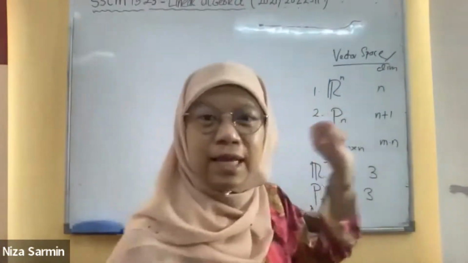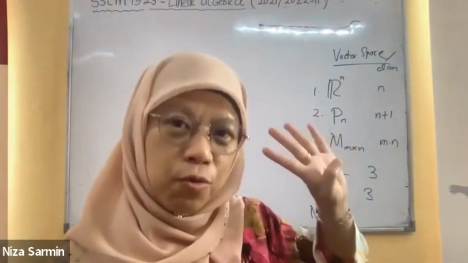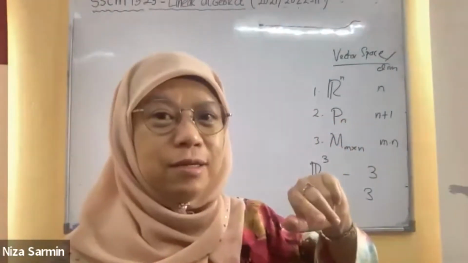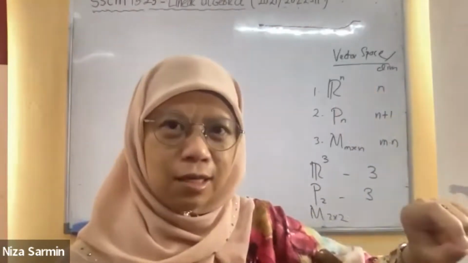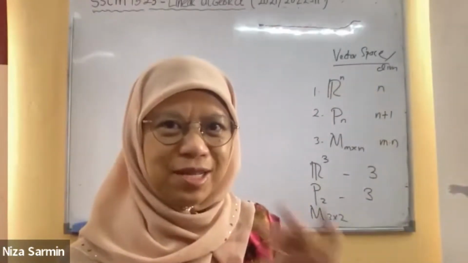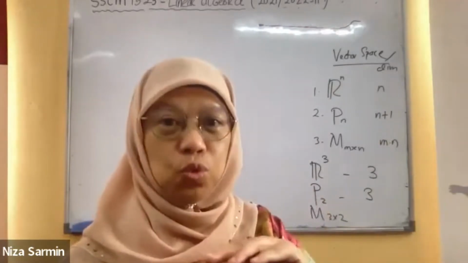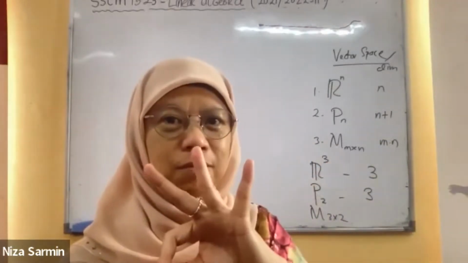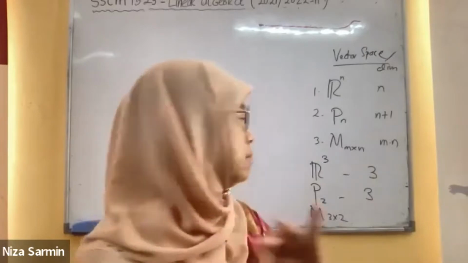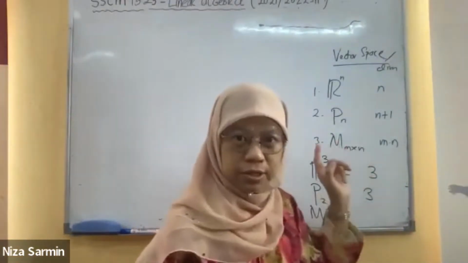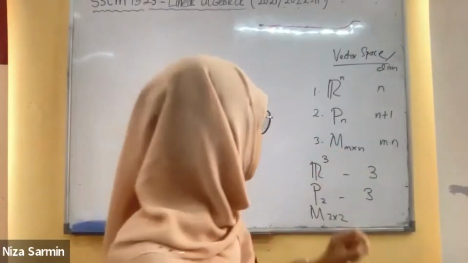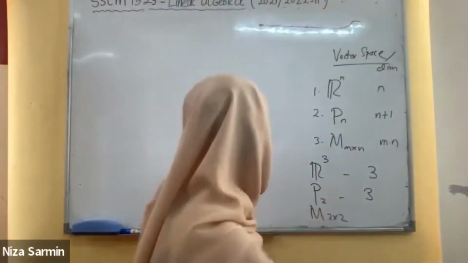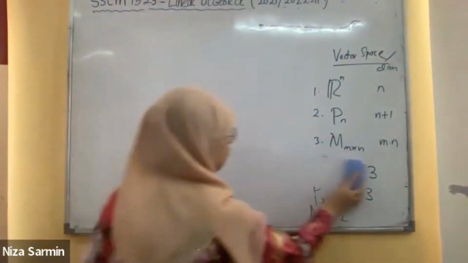If you have P3, then it has to have 4. N plus 1, yeah? Because the basis is 1, x, x squared. If it's P2, 1, x, x squared, that's why it's plus 1. For the matrix, it has to be m times n. We don't do for function.